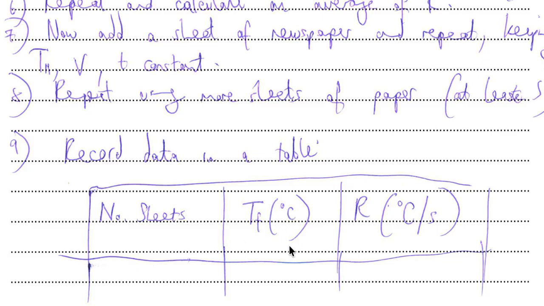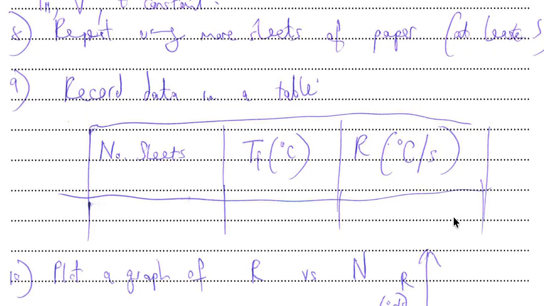They look for this. They really do look for you to make sure you know your units. If you don't have the correct units in your table, you will lose a mark at this point. And then we calculate R, which is the rate at which the temperature is changing. Well, that's temperature divided by time, degrees Celsius per second.